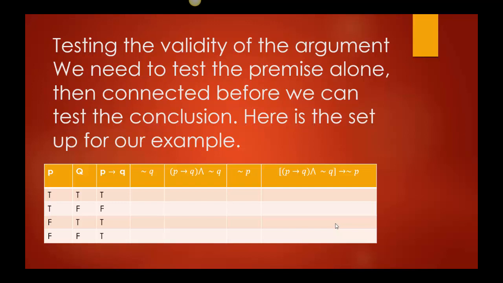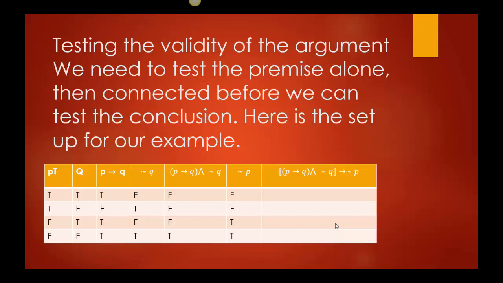Okay. Now not Q. Not Q is just the opposite of Q. So now I have false, true, false, true. I'm joining that P implies Q with the not Q. My connective is and. And says I need all truths. So here, true, false will be false. False, true will be false. True, false will be false. True, true is true. Okay. Then my conclusion was not P, which I know is false, false, true, true.